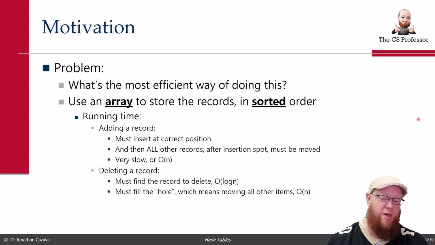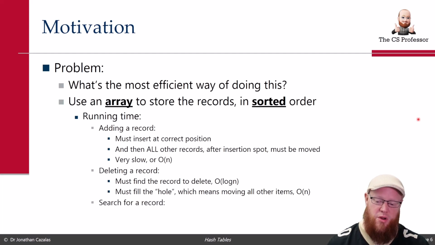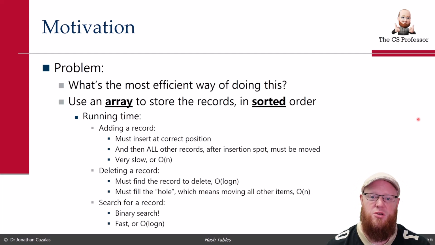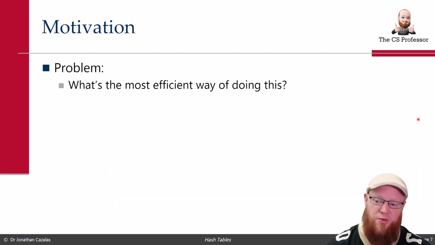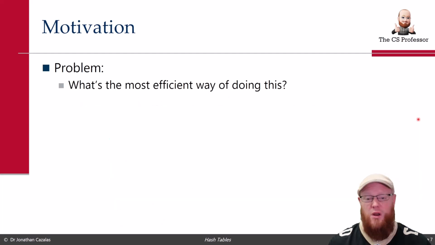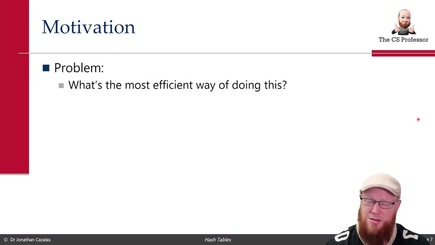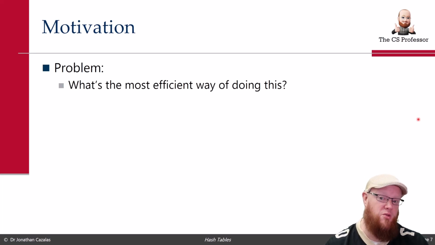We can no longer move the item at the end into that position because the array is sorted. Searching for a record, we've already gone through that. Binary search, O of log n, super fast. We could also go through what if we use a linked list, a sorted linked list, an unsorted linked list. Ultimately, you're going to have a lot of O of n's, because we don't have any searching. There's going to be some times where we can use a linked list and get an O of 1.